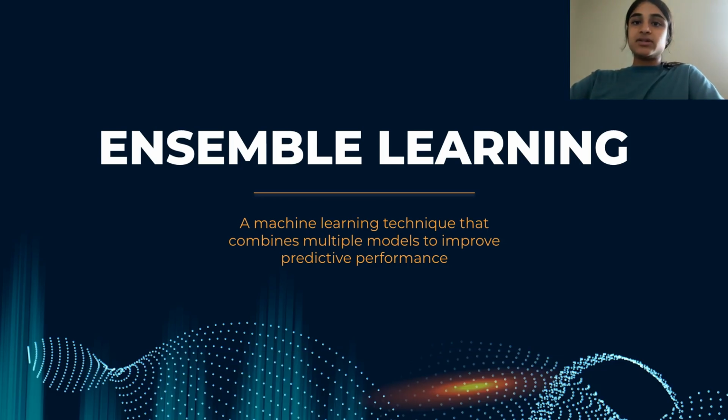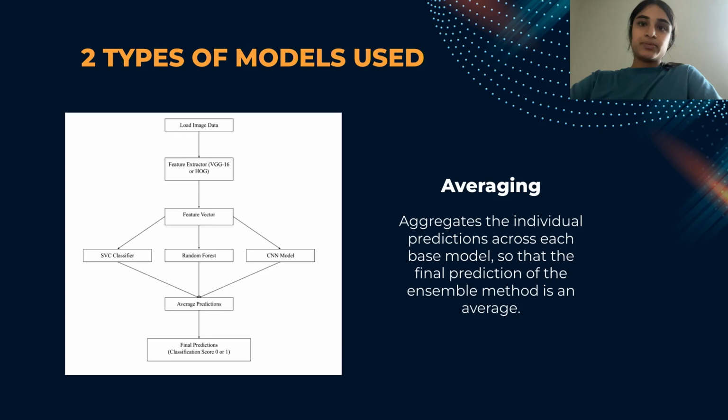So, for context, ensemble learning is a machine learning technique that combines the predictions of multiple models to make a final decision. This approach often leads to better accuracy and reliability than using a single model alone. The ensemble methods that were evaluated in this study were averaging and stacking, as I mentioned earlier.